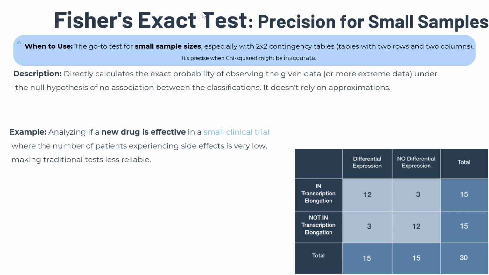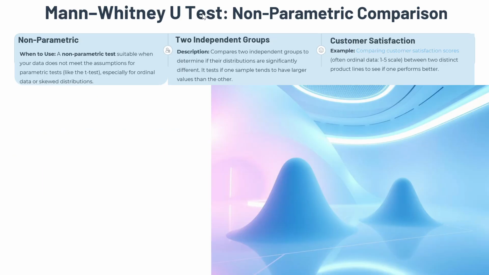So we can say Fisher's exact test is used when chi-square test is not giving us exact values. For example, analyzing if a new drug is effective in a small clinical trial where the number of patients experiencing side effects is very low, making traditional tests less reliable, we will use Fisher's exact test. Next, Mann-Whitney U test.